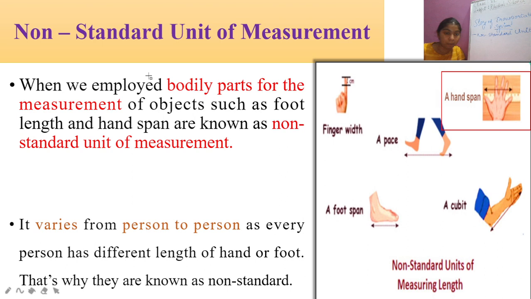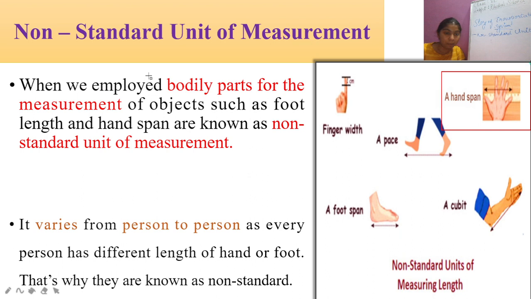You can see our finger width, right, and this is 1 centimeter from this point to this point, as you can see in the figure. Okay, and there are other measurements like a pace, where you measure with your foot, and this is a cubit, where you measure from elbow to fingertip. Okay, so these kinds of measurements you can use for a person. These are called non-standardized units of measurement.